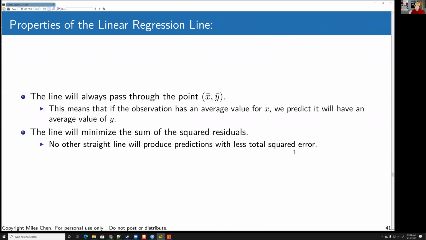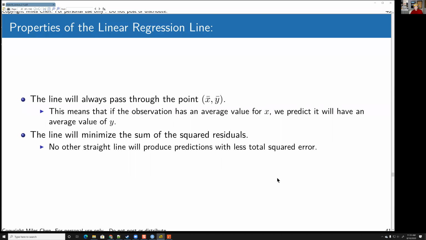And so when we create a linear regression line, the line will always pass through the point x bar, y bar. That means if the observation has an average value of x, we predict it's going to have an average value of y. Average value of x is associated with an average value of y. The linear regression line is also going to minimize the sum of squared residuals.